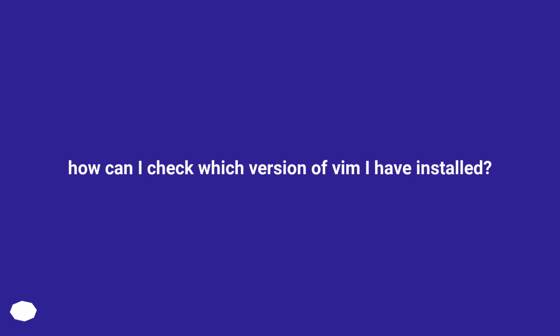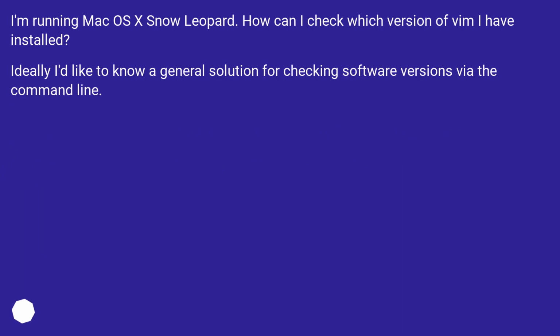How can I check which version of Vim I have installed? I'm running Mac OS X Snow Leopard. How can I check which version of Vim I have installed? Ideally, I'd like to know a general solution for checking software versions via the command line.